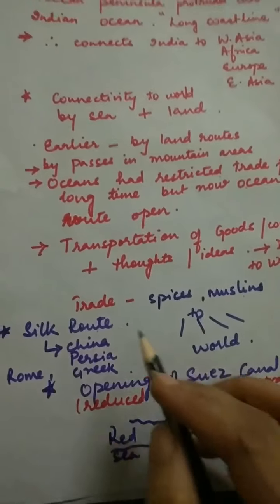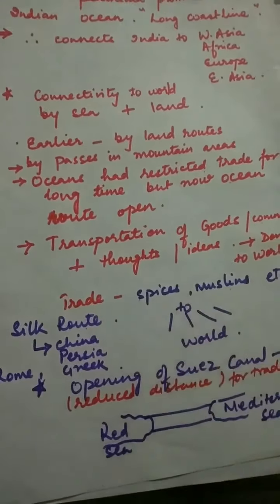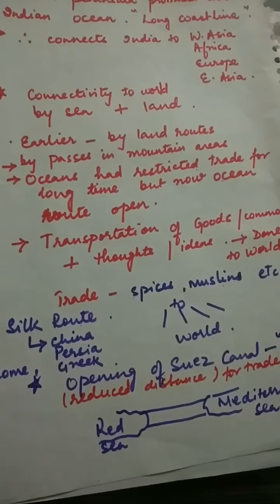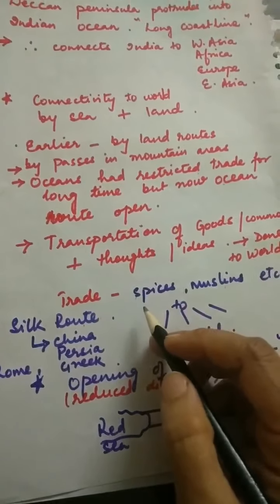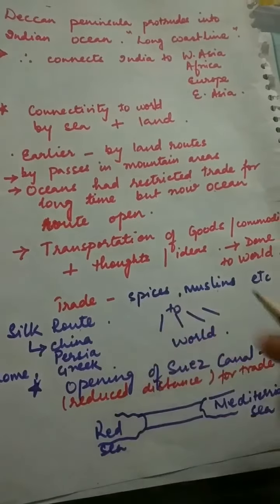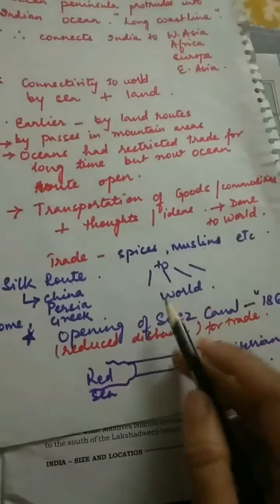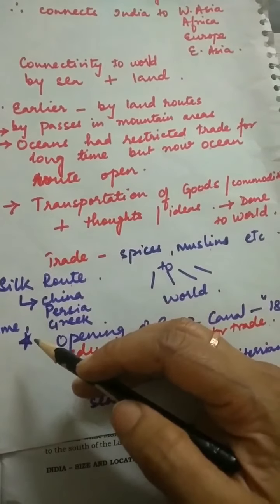So there was a lot of trade. India as a whole is very rich in its spices, in tea, coffee. So all these things were transported and traded to the rest of the world. And that is how India got connected to the rest of the world.